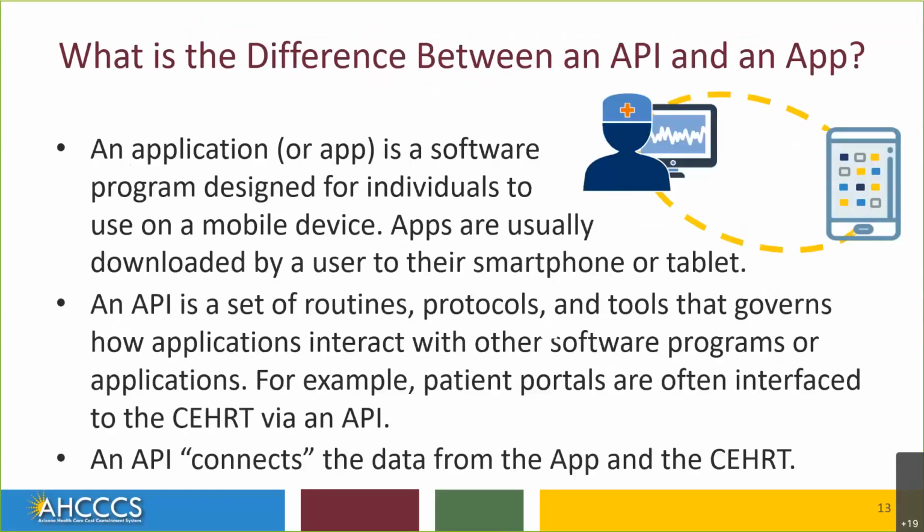So what is the difference between an API and an app? An application, which we'll be calling an app, is a software program designed for individuals to use on a mobile device. Apps are usually downloaded by a user to their smartphone or tablet. An API is a set of routine protocols and tools that governs how applications interact with other software programs or applications. For example, patient portals are often interfaced to the CERT via an API. An API connects the data from the app and the CERT.